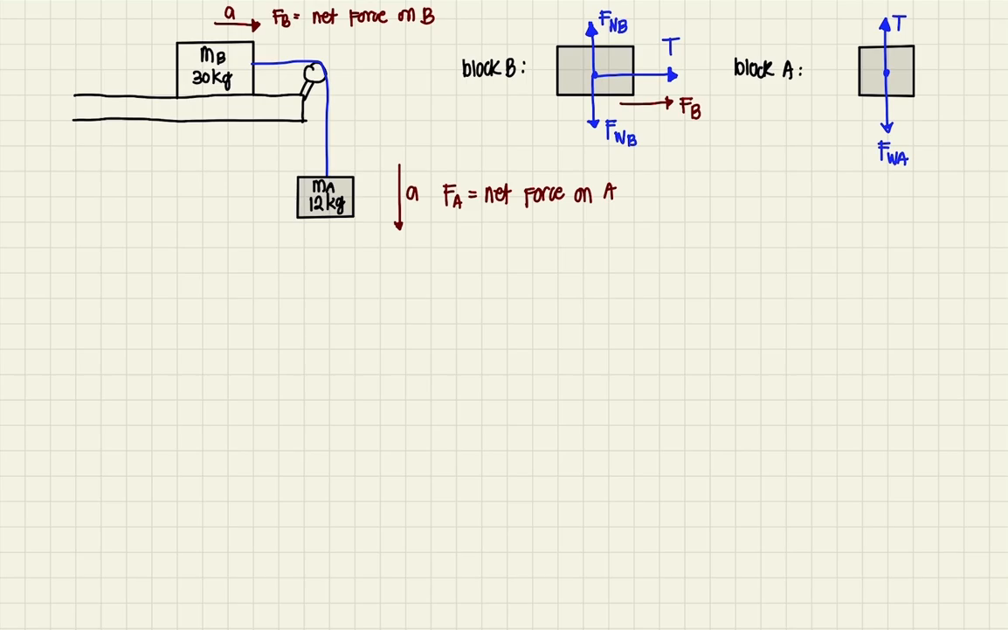upward. So, is this tension on block B the same as the tension on block A? The answer is yes. Why? Because we are referring to the same string, the same cable. So, in what direction will block A move? It's going to move downward.